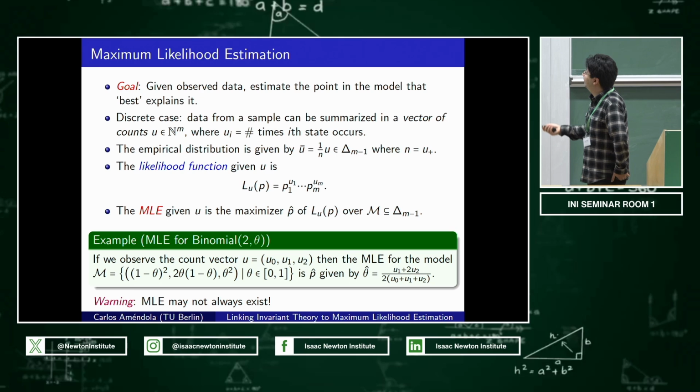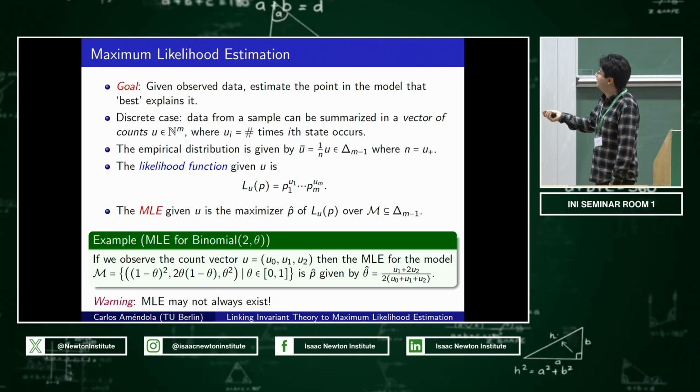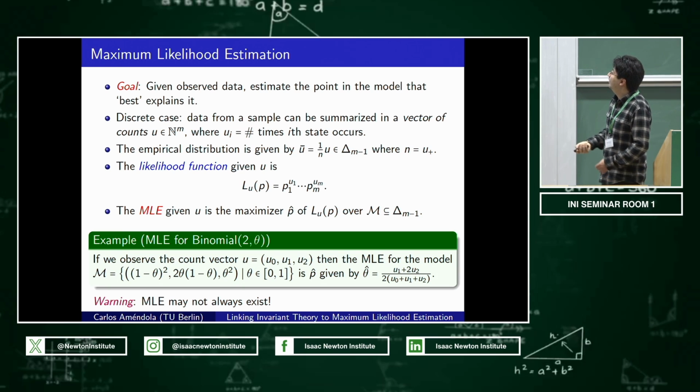Okay, so a warning is that in this case, everything was very nice, very explicit, but the MLE may not always exist. And this is a big question in general. So this likelihood function may have multiple maxima, global maximizers, or maybe it doesn't even have a maximizer. Maybe it's unbounded, and then you actually never obtain a maximum. So these kinds of things can happen.